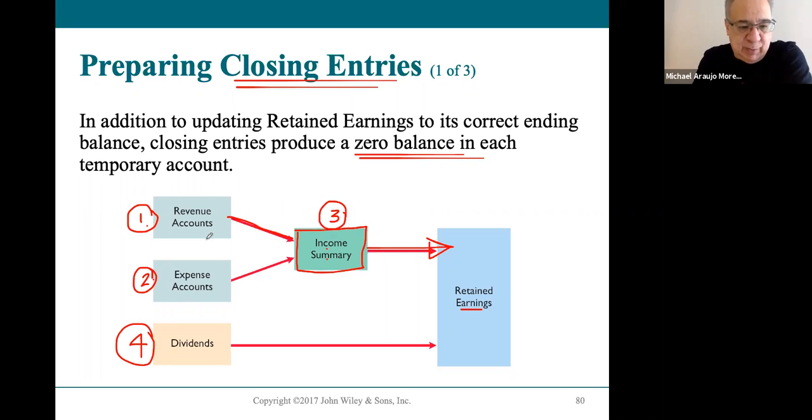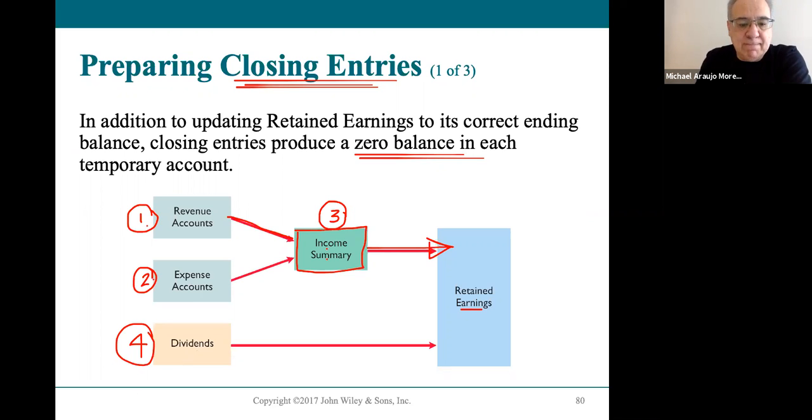What happens after this process? The revenue account balance is zero. All your expense account balances are zero. And your dividends balance is also zero, which means the very next day when you open for a new accounting year, you can start counting your revenues all over again from zero. You can count your expenses all over again from zero because you were able to close the record on one year and have these accounts ready to go for a whole new accounting year starting at zero. That's the whole purpose of it.